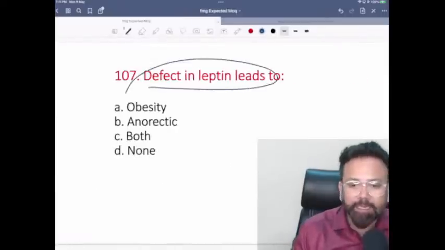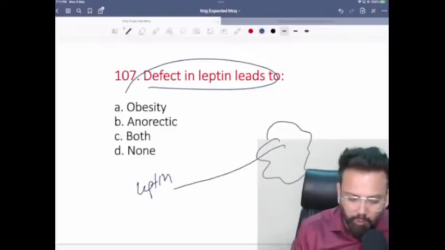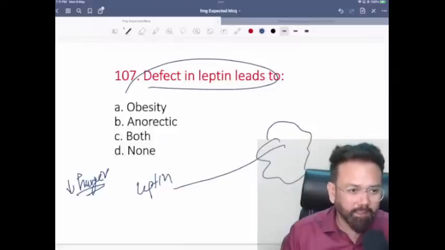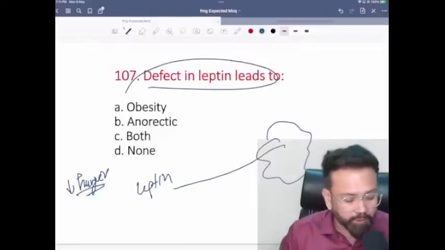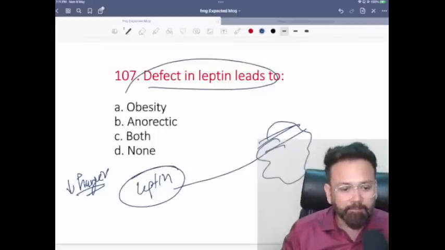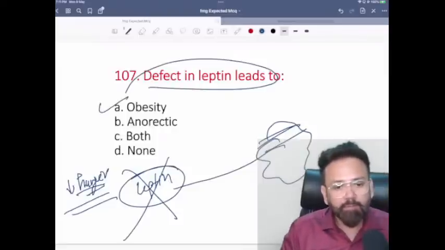Defect in the leptin. See, when you have a lot of fat, it releases leptin to inhibit the hunger. See, fatty people don't feel like eating. They always complain, साहब भूख नहीं लगती है, मैं ऐसे ही मोटा हूं, मुझे भूख नहीं लगती. क्यों? Because if you have excess fat, this will secrete leptin and this will decrease the hunger. And if there is defect in the leptin, it will cause obesity.